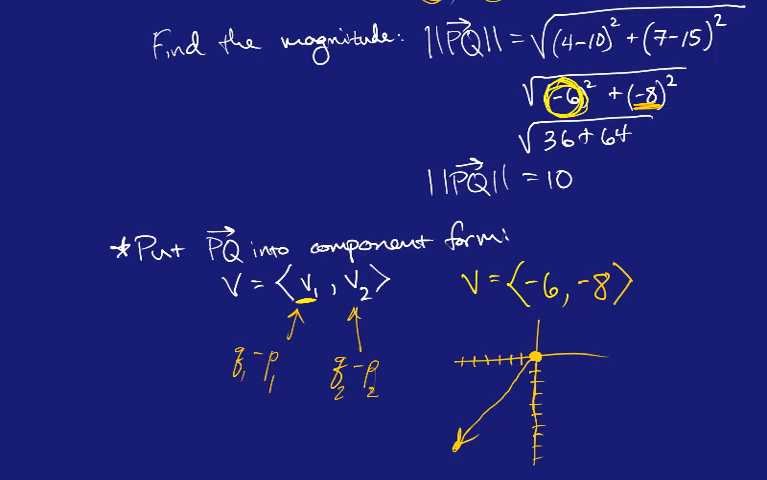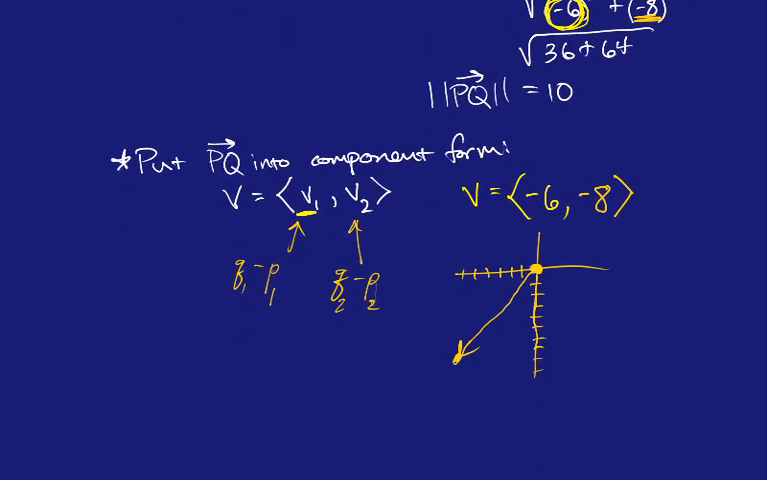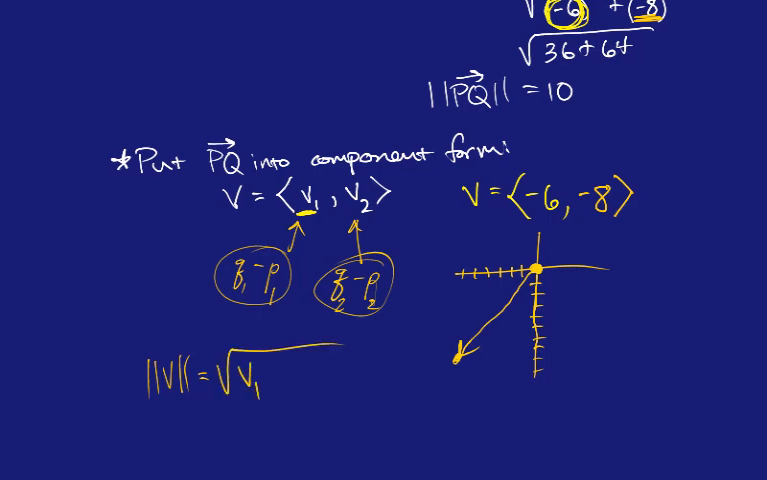And I'll just end here. If you were asked to find the magnitude of something in component form, all you have to do is the magnitude of v. This is that part of the distance formula, and so all you have to do is the square root of v1 squared plus v2 squared. And so in the example up above, you just square -6 and square -8, add them together and square root, and that would be the distance of our vector.